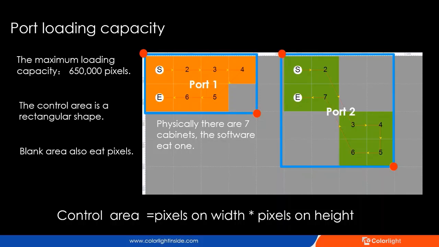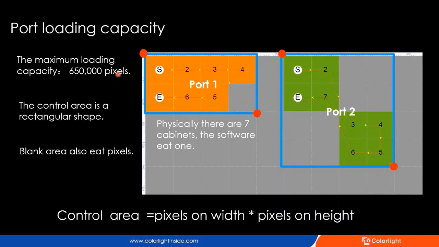If you are not using our control system for the first time, you should have heard about the limitation of each output port. It's 650,000 pixels. It means the maximum loading capacity for one Ethernet cable.